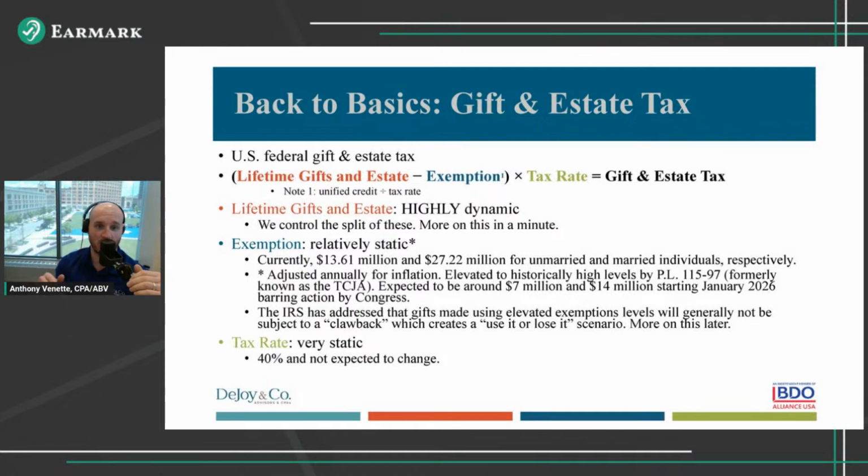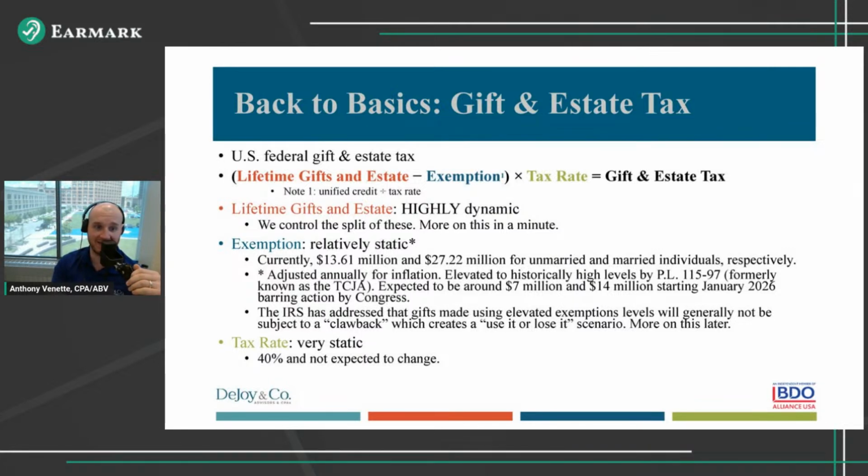So going through one by one through those variables, our lifetime gift in the estate is highly variable, highly dynamic. We're going to get into that more in a minute, but the important thing to note here is we control the split of what's a gift and what's in the estate. The exemption level, this is a really, really important topic right now. That's currently $13.6 million for an individual. And with portability, that's $27 million effectively for a married couple.